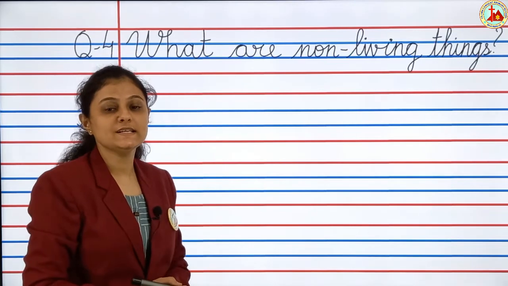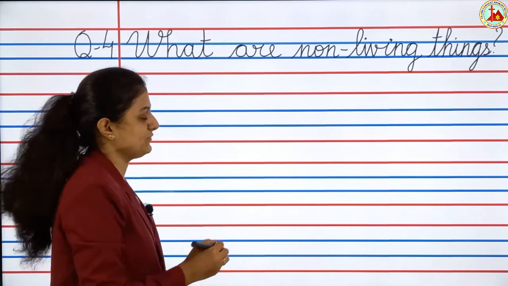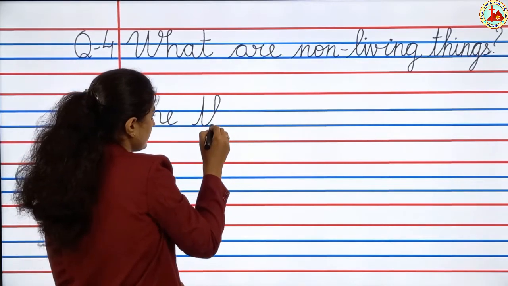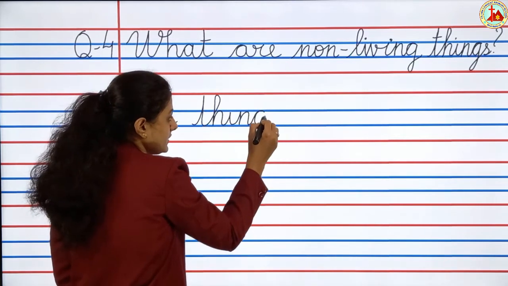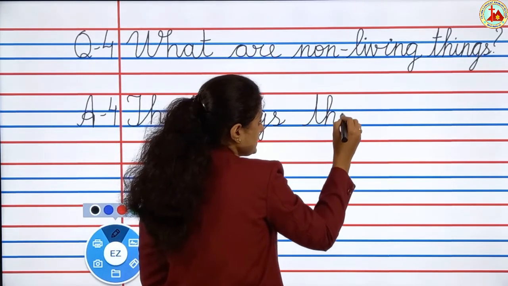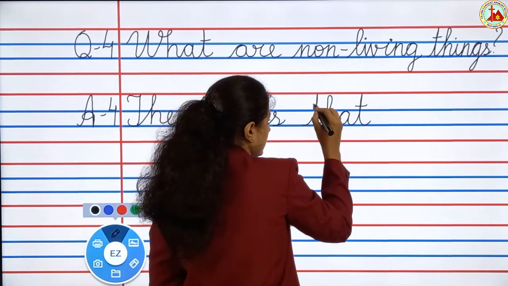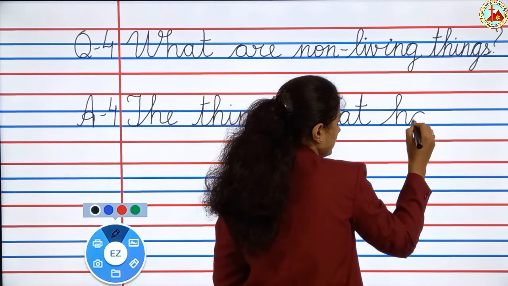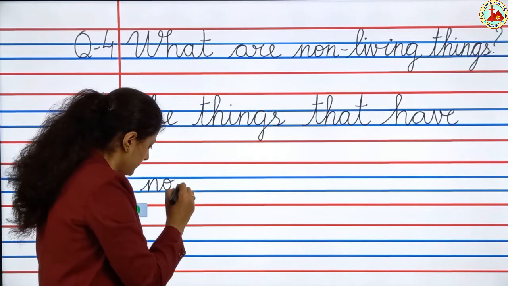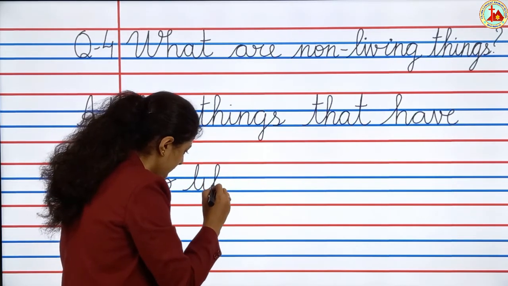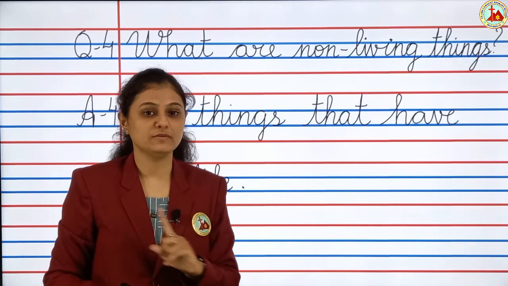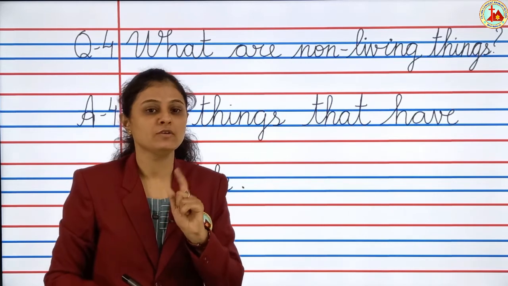Come on, tell me, what are non-living things? The things that have no life. The things that have no life. Full stop. So here we finish our 4 questions. Question number 5 we will not do. Put a small cross near question number 5. We will not do that question.